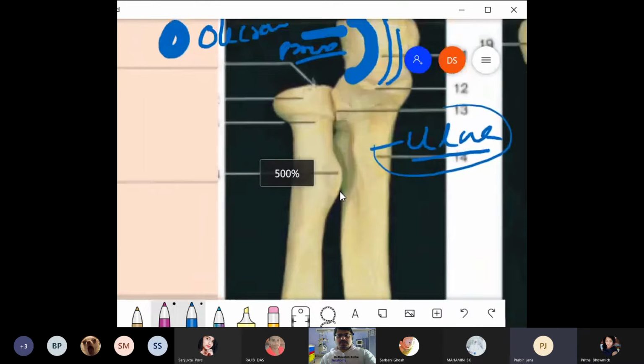Now comes the concept of radial tuberosity. If I follow the bone downwards, I will find that just below the neck there is a small swelling. Did you notice this swelling? I have shown it here in the dotted blue line. Did you see this swelling? Yes, sir. So this particular swelling is the radial tuberosity. Okay.